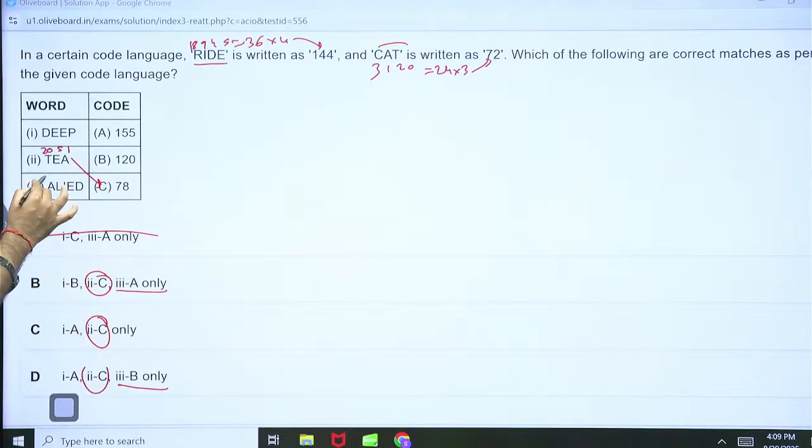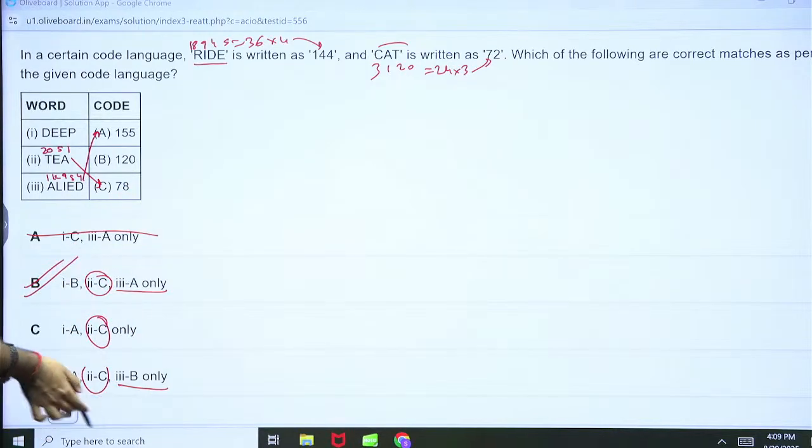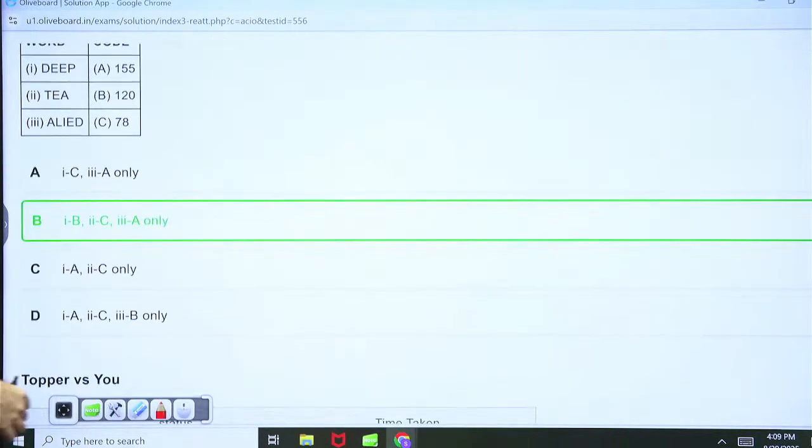Now check for 3. So this is 1, 12, 9, 5, 4. 5, 4, 9, 9, 18. 18, 12, 30 plus 1, 31. 31 into 1, 2, 3, 4, 5 is 155. So 3A is correct. 3A is correct. Option B is the right answer. That is how you can make it slightly faster.